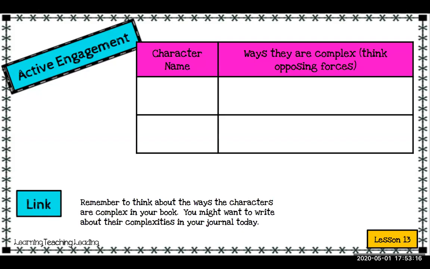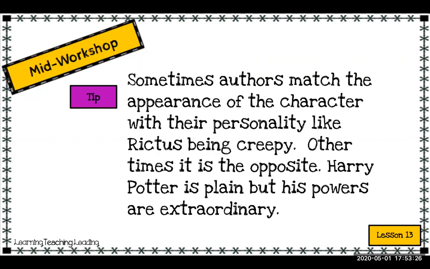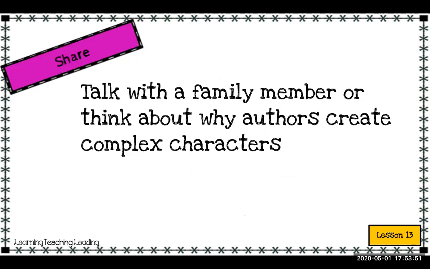Remember to think about the ways the characters are complex in your book. You might want to write about their complexities in your journal today, which I'll show you in just a moment. Sometimes authors match the appearance of the character with their personality, like Rictus being creepy. So what this means here is sometimes the personality of the character is exactly like how they look. And other times it's the opposite. Harry Potter is plain, but his powers are extraordinary. This is a way a character can be complex as well, based on their appearance.